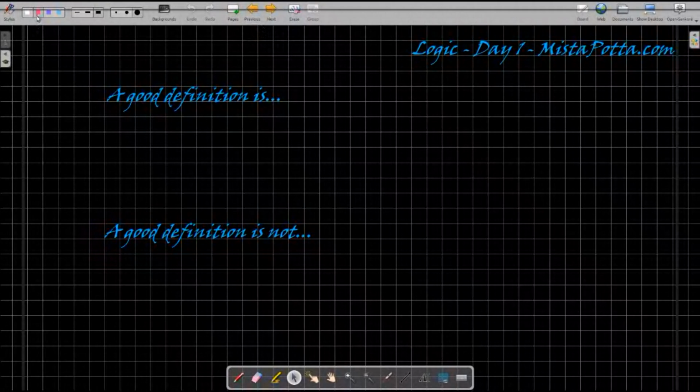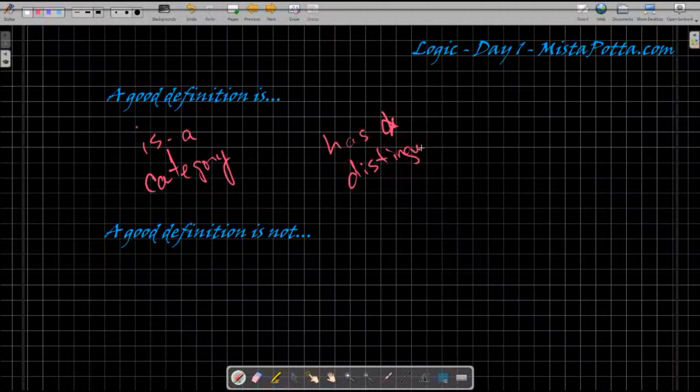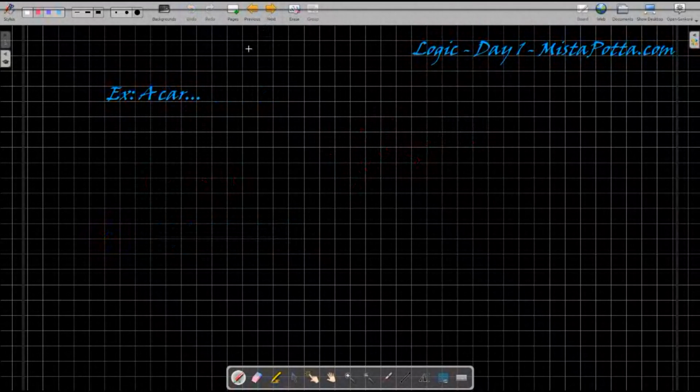A definition has two key points. A definition has to have an is a part and a has a part. A definition has to have those two parts. The is a part tells us what type of category that we're looking at, and the has a part is the distinguishing feature. In other words, what makes it different from every other element in that category.